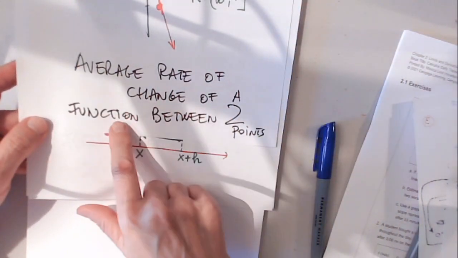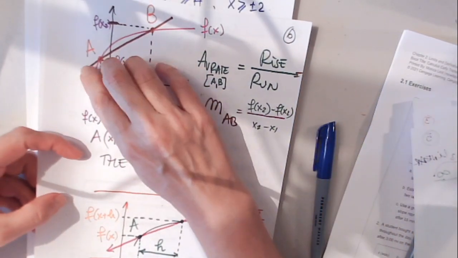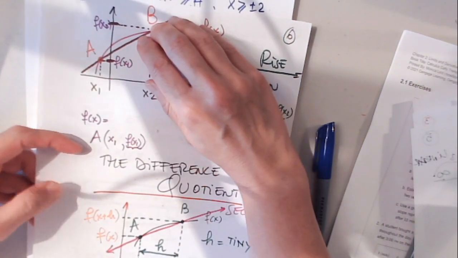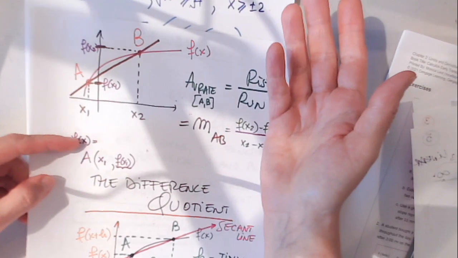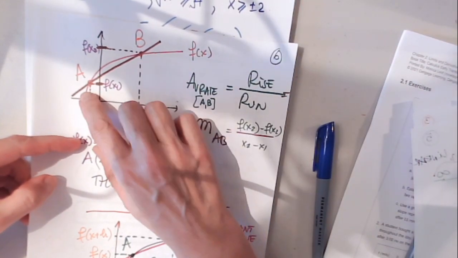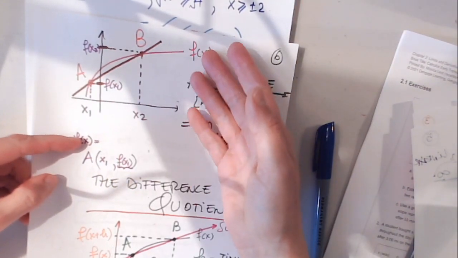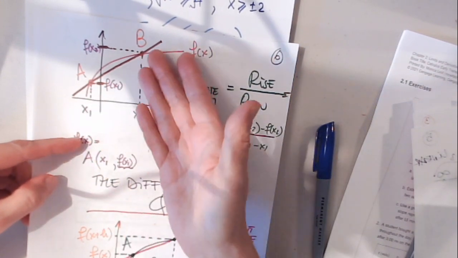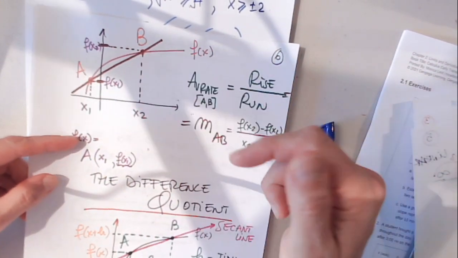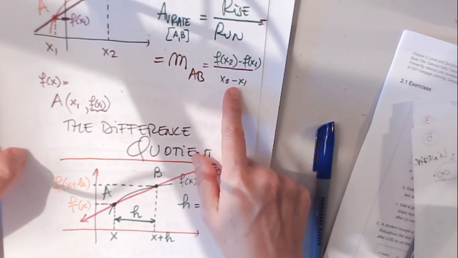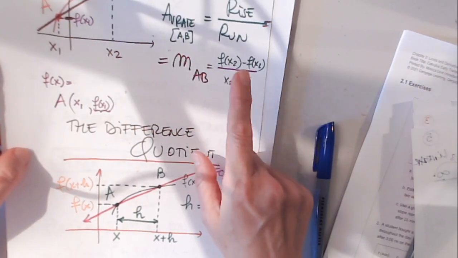The average rate of change of a function between 2 points. We don't have to draw this line, but it's the same thing, and it's easier to remember that the way I determine the average rate of change of a function is the same as determining the slope of a line. Exactly the same procedure, exactly the same rule, and the same formula.